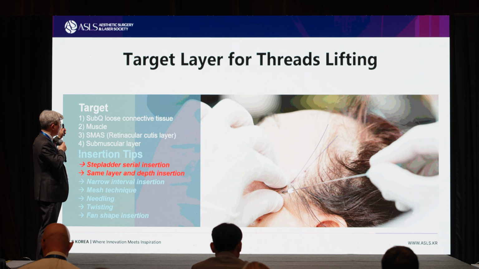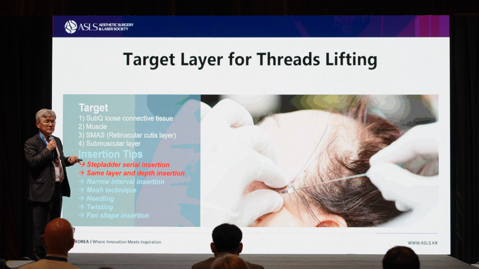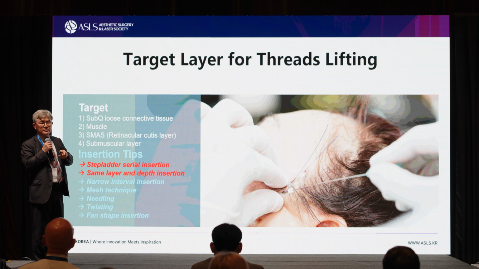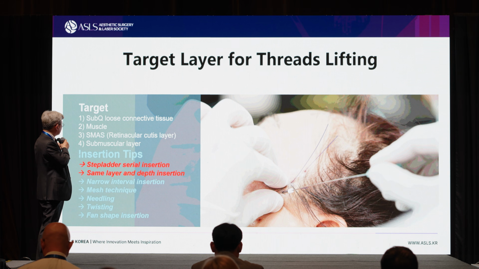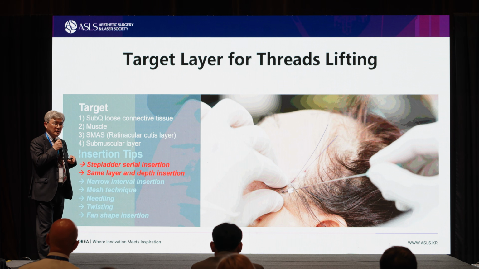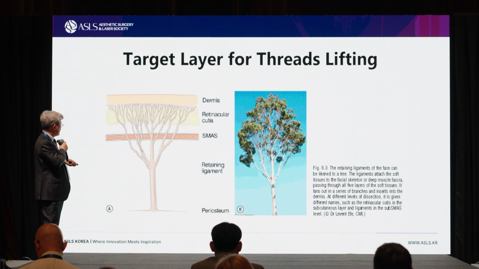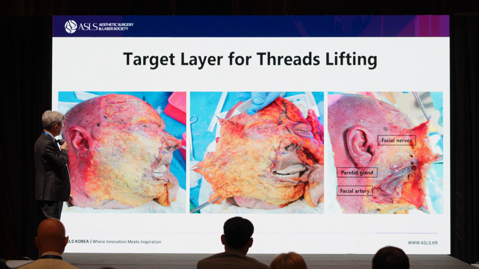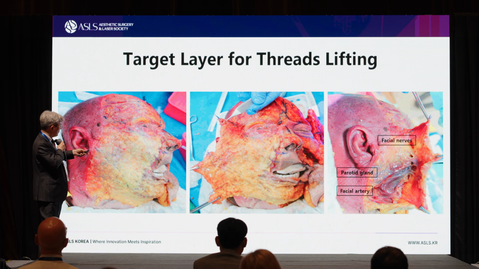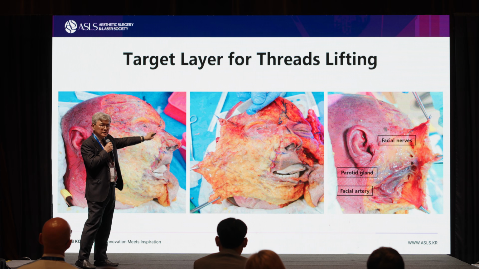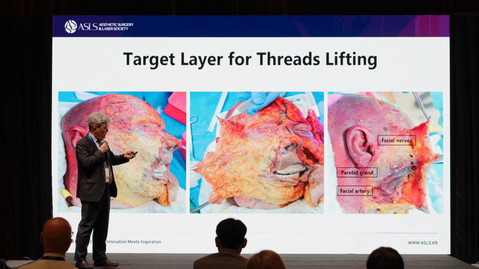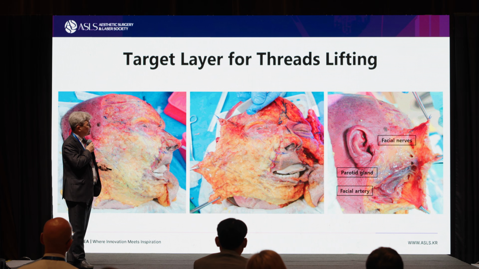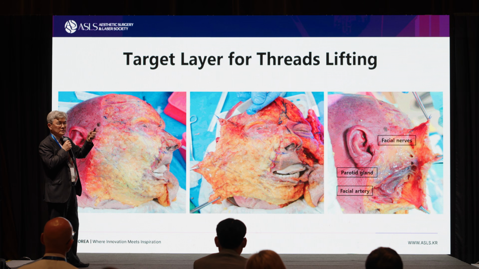The target layer is the subcutaneous layer, especially above the SMAS layer. Sometimes we target the muscle to reduce the contraction power, and sometimes we use a submuscular layer. The main target layer is there. As you can see, all kinds of thread are located in the SMAS and subcutaneous layer, and only one thread, the scaffold, is placed in the submuscular layer.